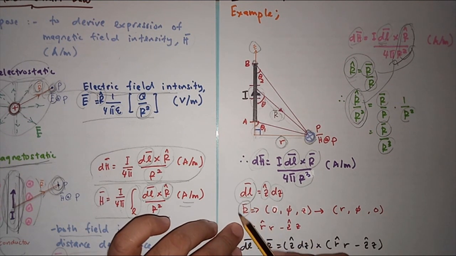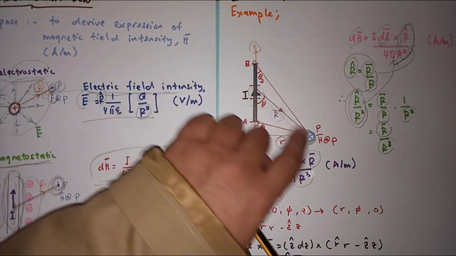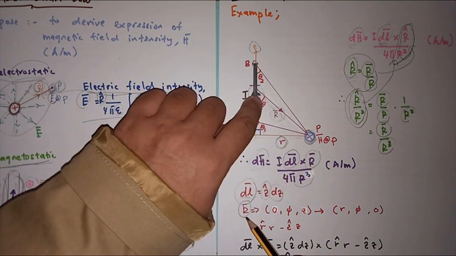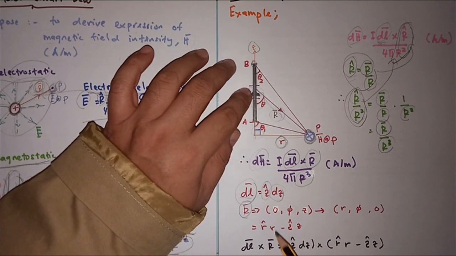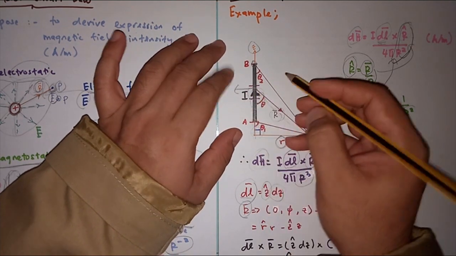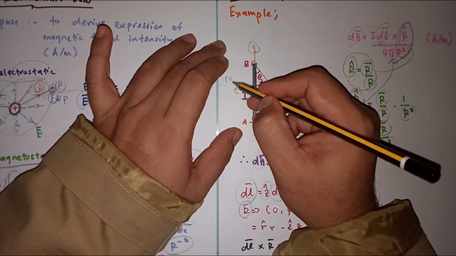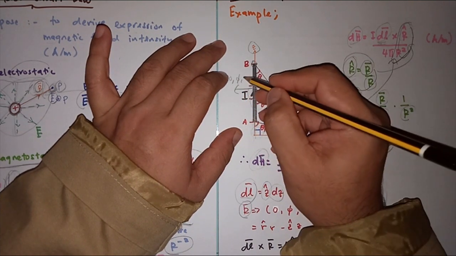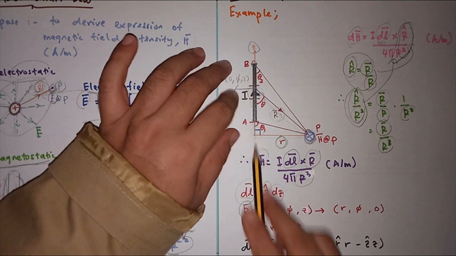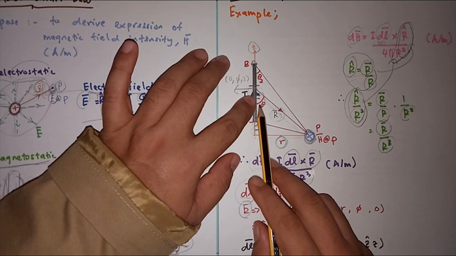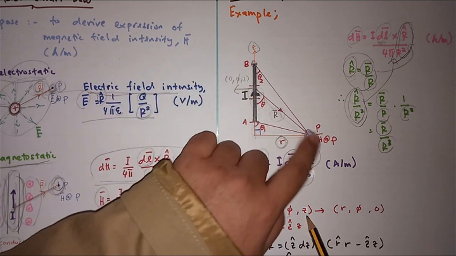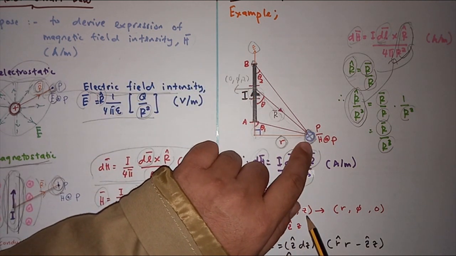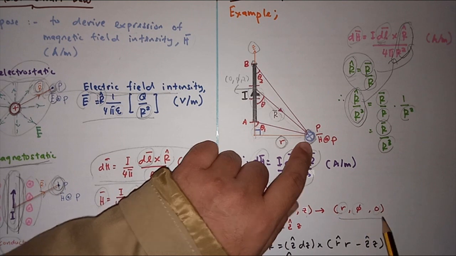So the vector of r in this case is equal to this vector. This vector travels from, let's say, the coordinate represented by 0, phi and z, to this point, which is represented by the coordinate r, phi and 0.